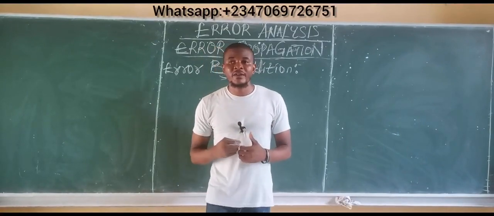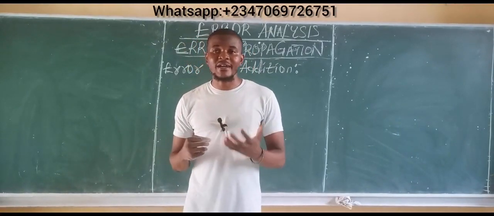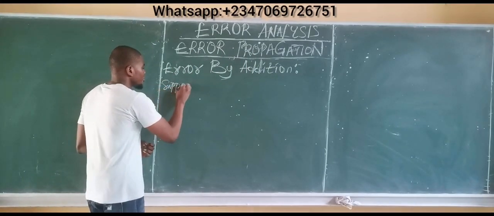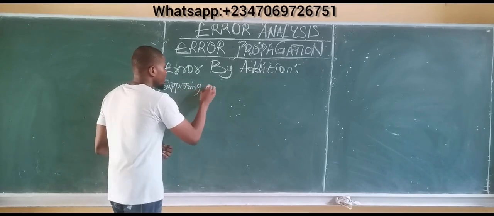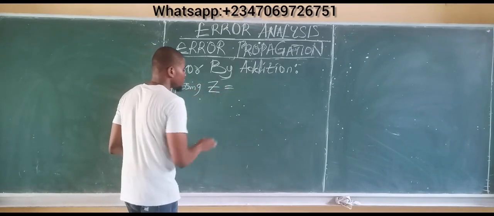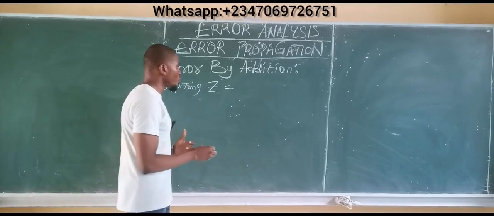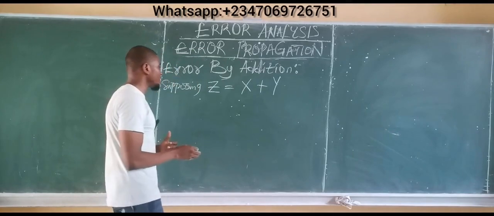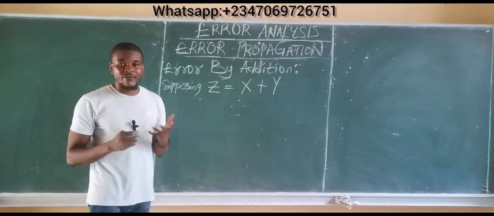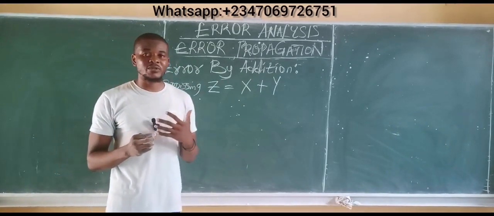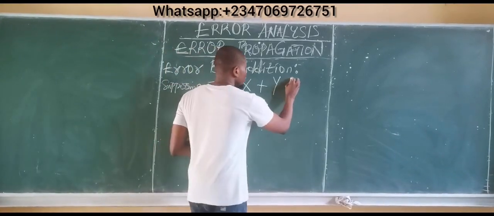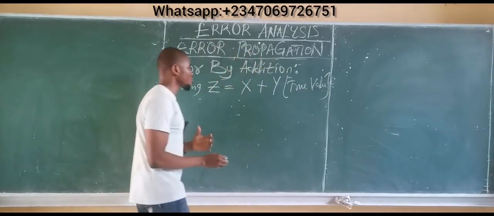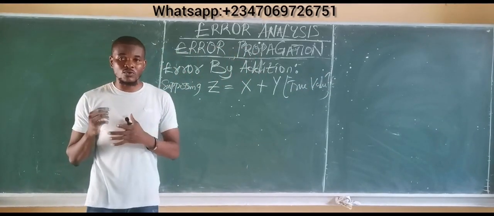Alright, welcome back. Now let's talk about error propagation by addition. Supposing capital Z is a quantity defined by the addition of two quantities, capital X plus capital Y, and this indicates the true values. So with the capital letters, we are simply indicating the true values.